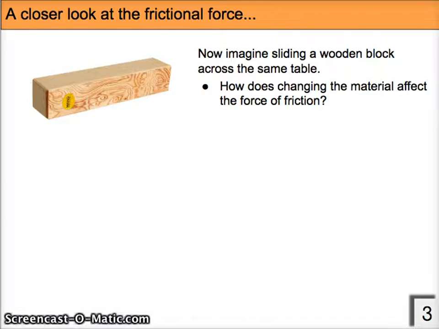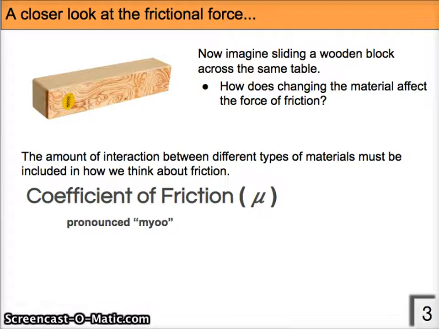Okay, so hopefully you'll notice here that the change in material made the force of friction be smaller. It was easier to slide the wood block across the table than the eraser. So the amount of interaction between those materials, between the eraser and the table, or between the wood block and the table, has to be taken into account. And so what we'll use here is something called the coefficient of friction. It's a number that describes the interaction.